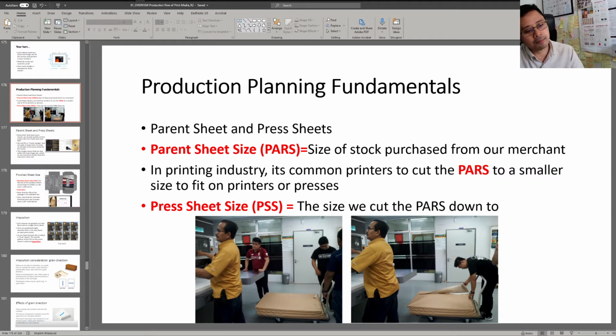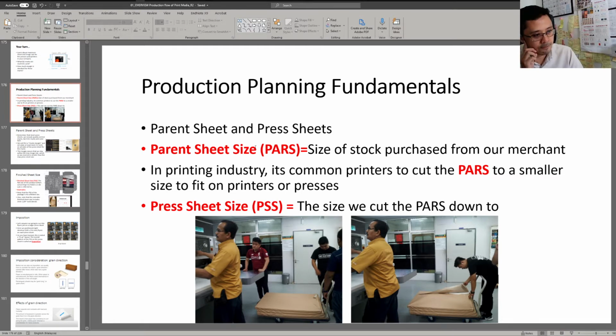Size of stock. Size stock ialah bahan yang dicetak lah. Paper, card dan sebagainya kan. Dia tak pakai paper, nanti ada misunderstanding. Oh, paper je ke? Macam mana dengan card? Jadi dia panggil stock. Size of stock purchased from our merchant. Daripada pembekal. Kita beli kertas tu daripada pembekal. Macam mana ianya dibekalkan pada kita?